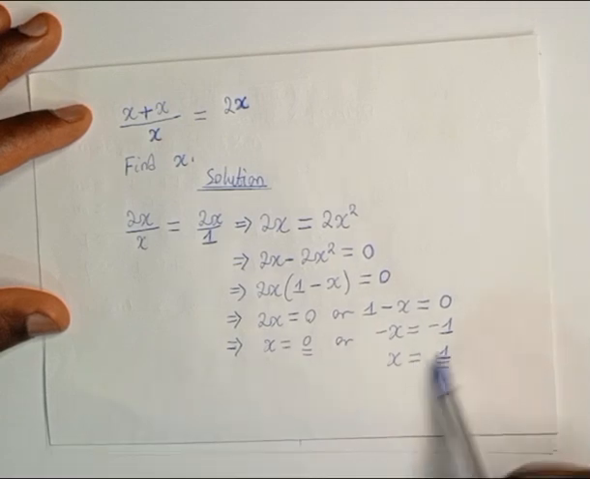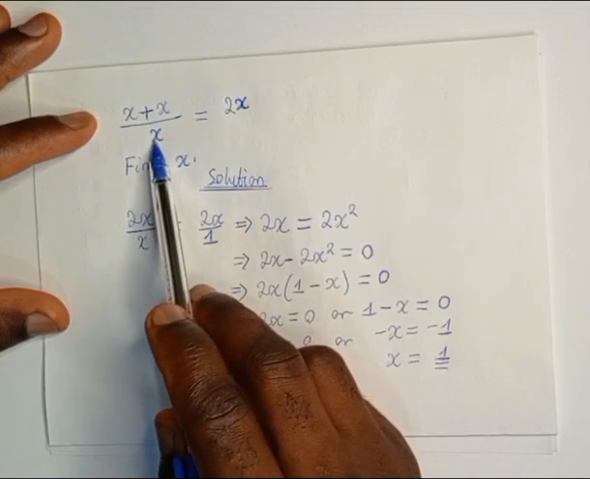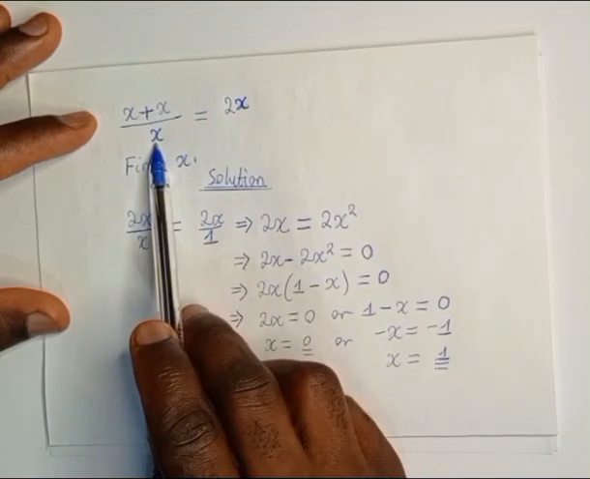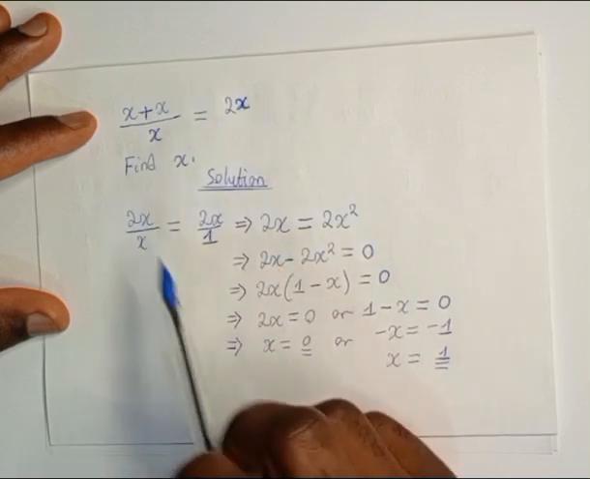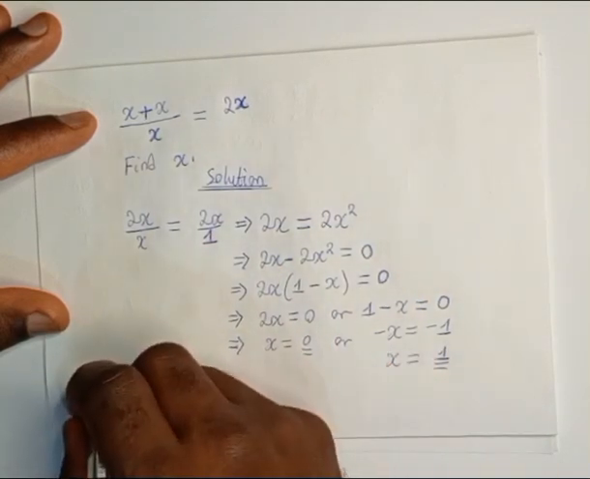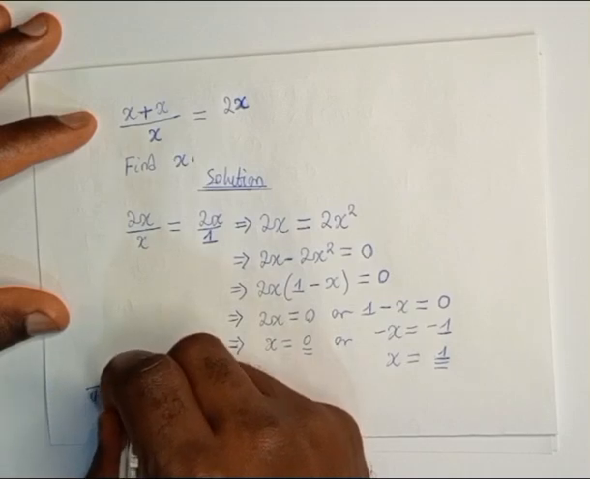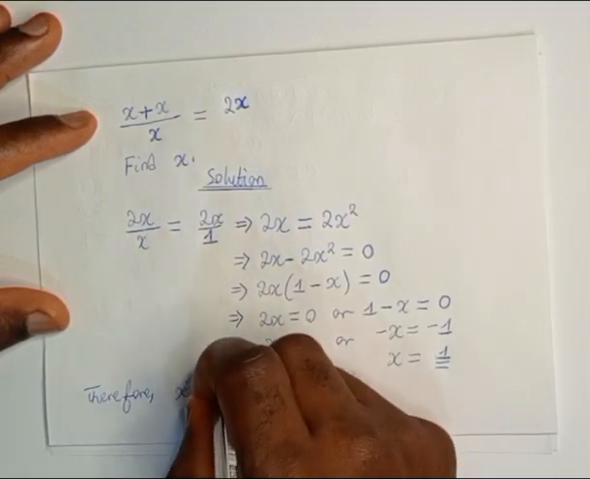If we take x as 1, 1 plus 1 gives us 2. 2 divided by 1 gives us 2. 2 times 1 gives us 2. You will notice that 2 is equal to 2. Therefore, x is equal to 1.